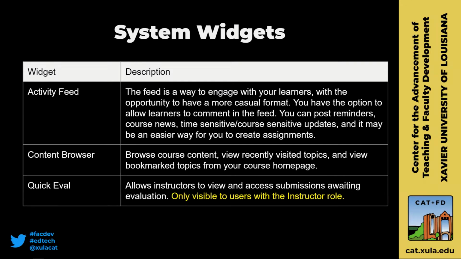The content browser widget is a widget that would allow quick access to the table of contents in your course. And then quick eval is a widget that would allow you to see what things you have that are waiting for you to evaluate. The quick eval widget is not visible to students. So if you included this quick eval widget on your course homepage, then you would be able to see this quick eval widget, but the students would not.